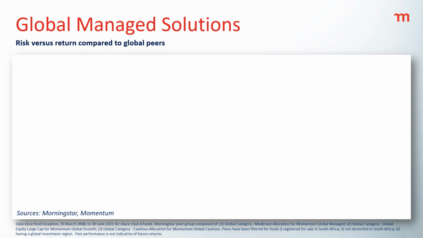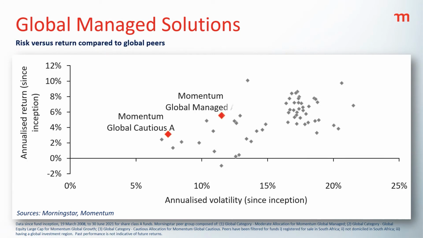The solutions have also generated attractive peer relative returns on both a pure performance and also risk-adjusted basis, as shown by this scatter graph. You want to be in the top left-hand quadrant of this chart, meaning high returns with low attendant risk, and that is where we are.